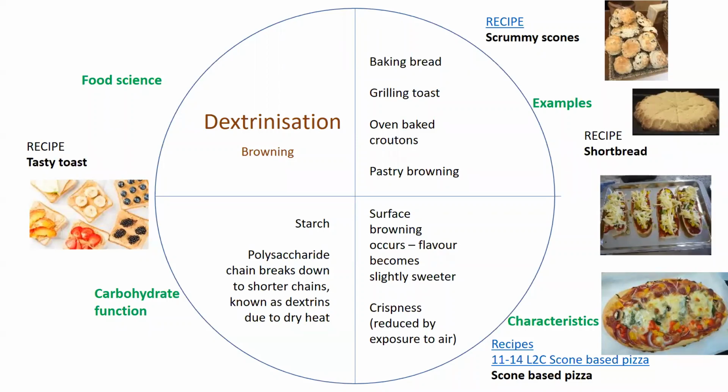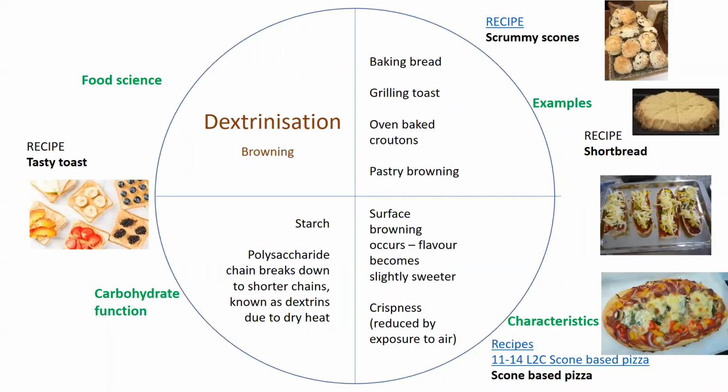Dextrinization is browning of starch by dry heat. Remember that steamed foods don't readily go brown. The starch simply gelatinizes and remains pale. The polysaccharide chain breaks down to shorter chains due to the heat, known as dextrins. Dextrins are not only coloured, but they're also sweeter, making the product tastier. And there's a change of texture. We get crunchier, crispier textures that can be detected by mouthfeel.